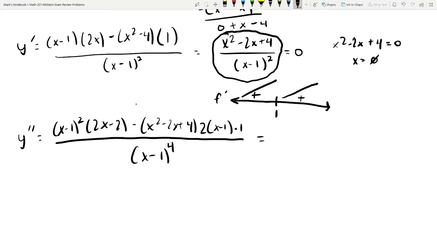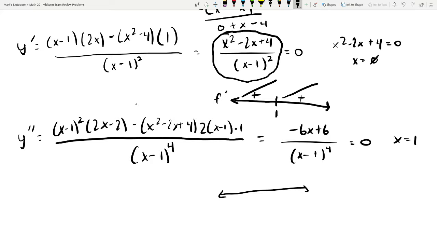This one takes quite a bit more time to simplify, but again, I will let you do it on your own. And when you do simplify it, you'll get negative 6x plus 6 divided by x minus 1 to the 4th. And so we see that our second derivative is equal to 0 when x is equal to 1.